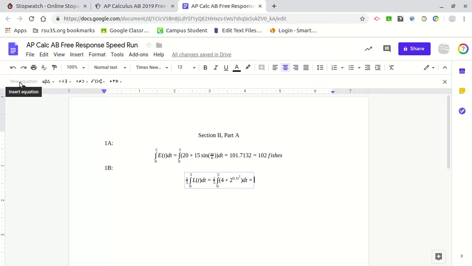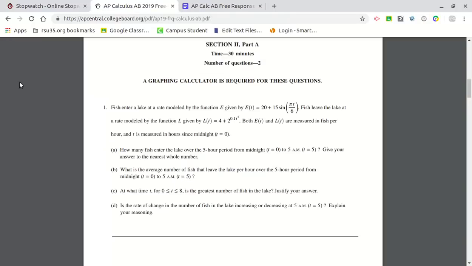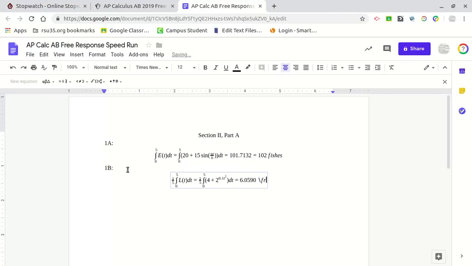So let's take that integral on my graphing calculator again. So 1/5 times the integral from 0 to 5 of 4 plus 2 to the 0.1 t squared. Great function. So it comes out to 6.0590. Do I have to round? They don't tell me to round. So I'm just going to say that's 6.0590 fish per hour, because units.